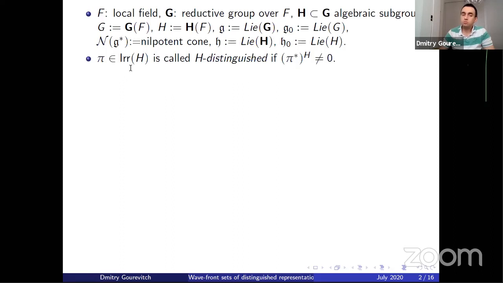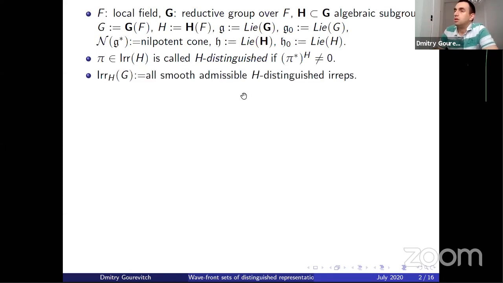Now, an irreducible representation of G is H-distinguished if it has an H-invariant continuous functional. So we consider irreducible admissible representations. In the Archimedean case, also smooth Fréchet of moderate growth. And we denote by Irr G with subindex H all smooth admissible H-distinguished irreducible representations of G.